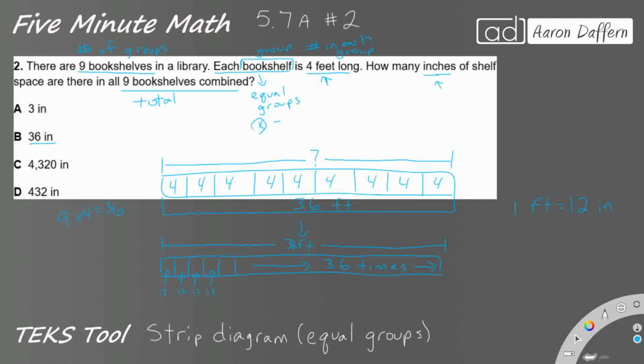So really what I'm looking for is 36 times 12, because within each of those feet is 12 inches. So let's multiply. That's going to end up being 72, and that's going to be 36. So it's going to be a whole bunch of inches. In fact, it's going to be 432 inches, and so our answer here is D.